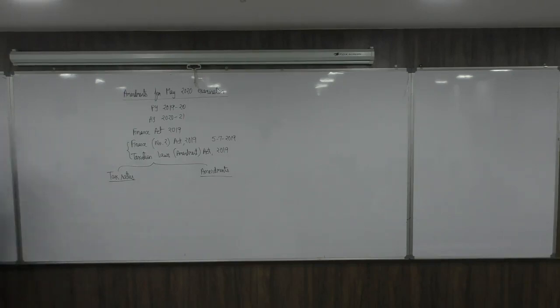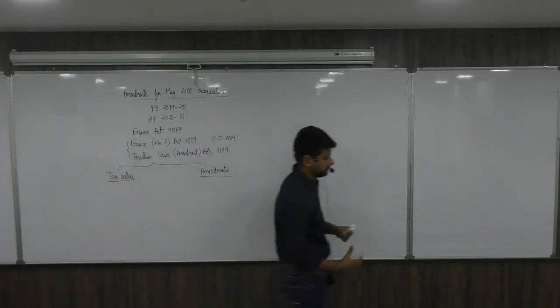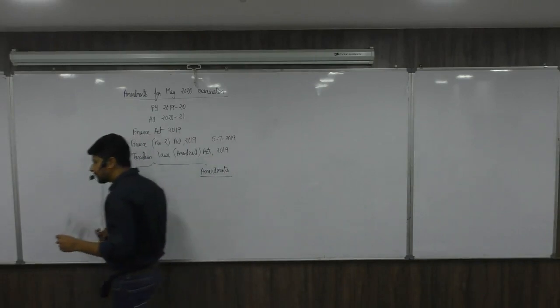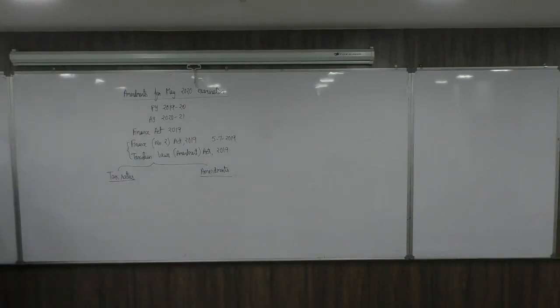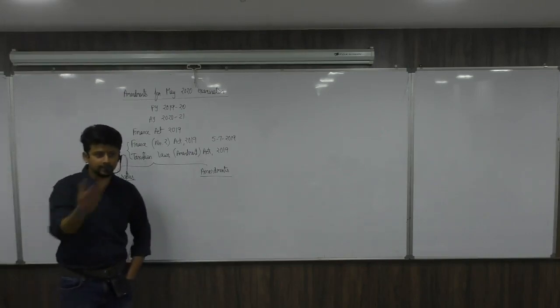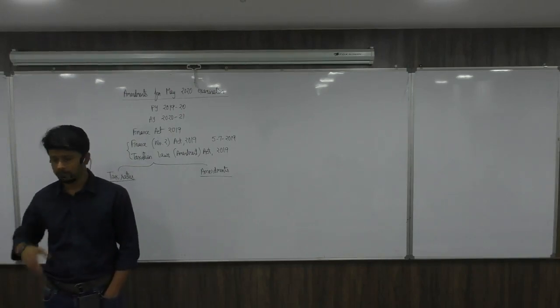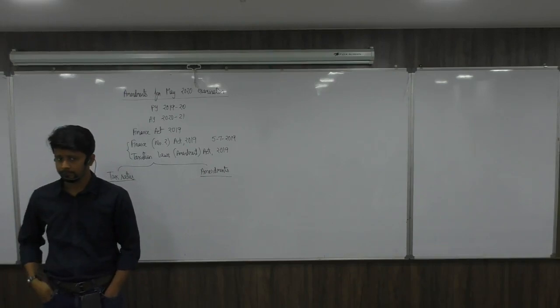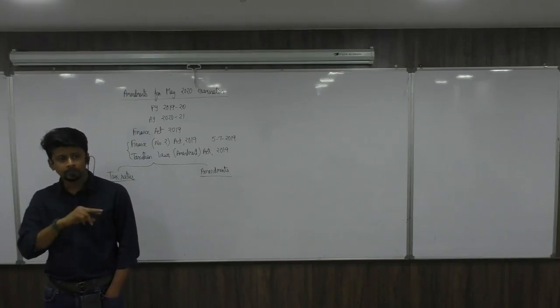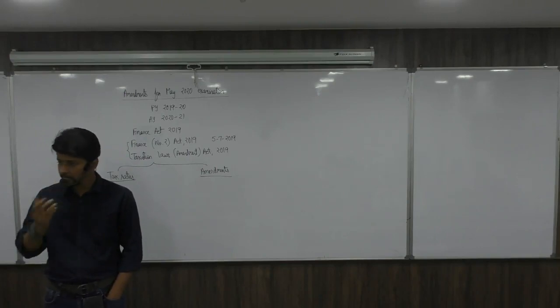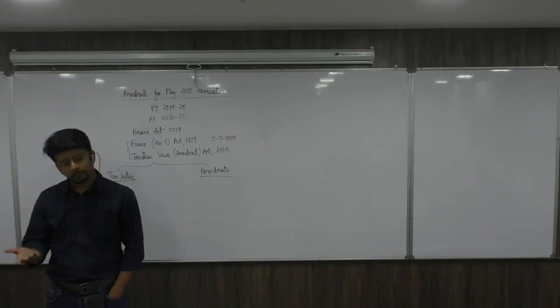Now, how does an individual calculate his tax? Salaries. Companies? Partnership firm? What is the tax rate for a domestic company? So, remember, I will modify it to 25%. If the turnover of the company 2 years ago was 250 crores or less, then the tax rate for the company today will be 25%. Else it will be 30%.